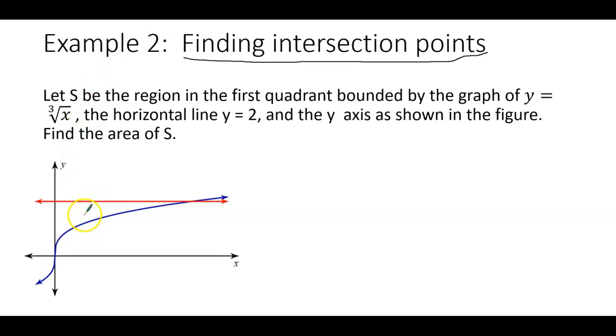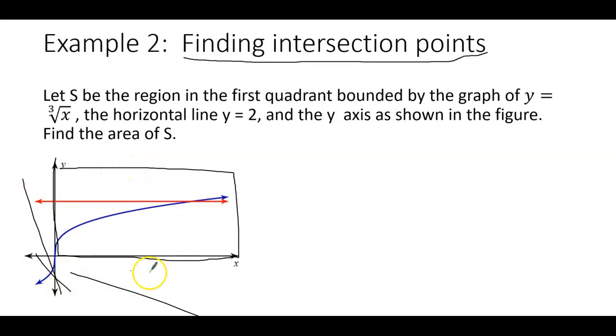So here it says, let S be the region in the first quadrant. And by the way, that's a really common thing for them to say, the first quadrant, which means we're only looking at this much of the graph here. I don't care about anything to the left of the y-axis or below the x-axis.